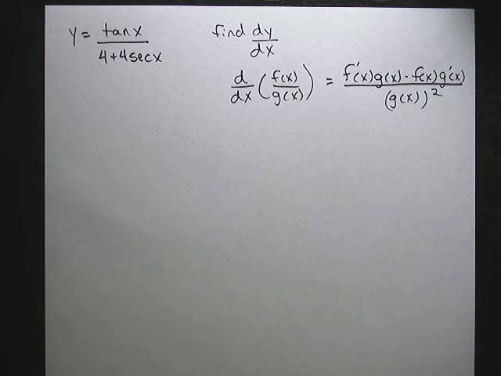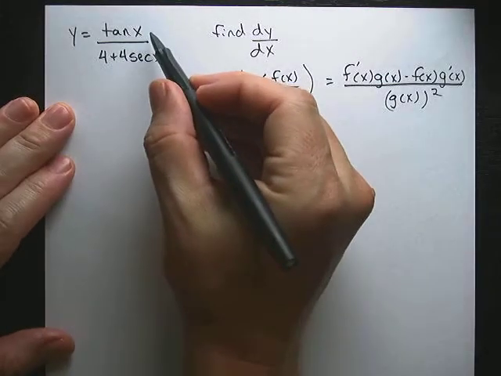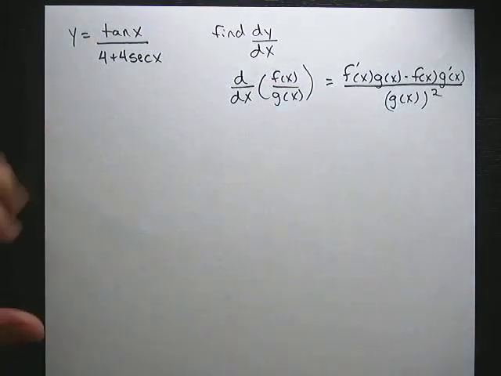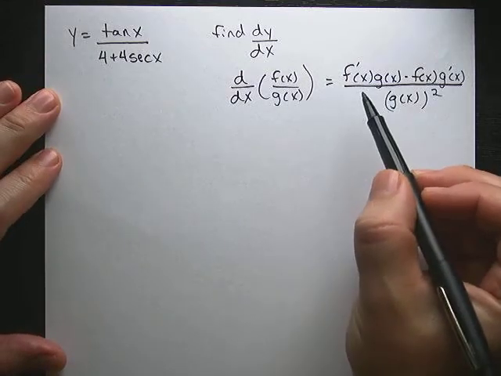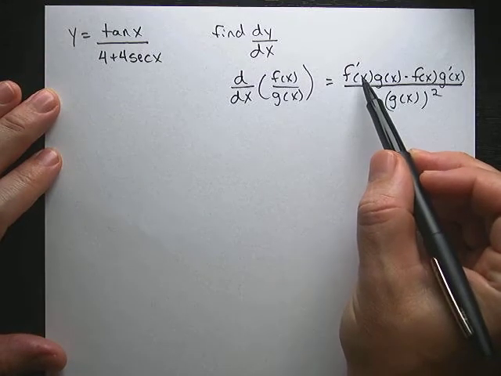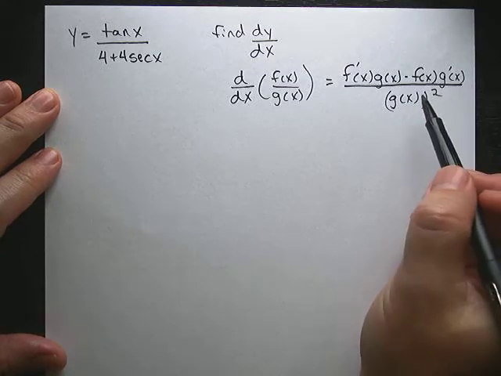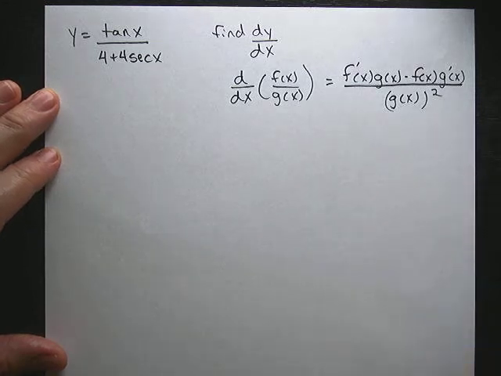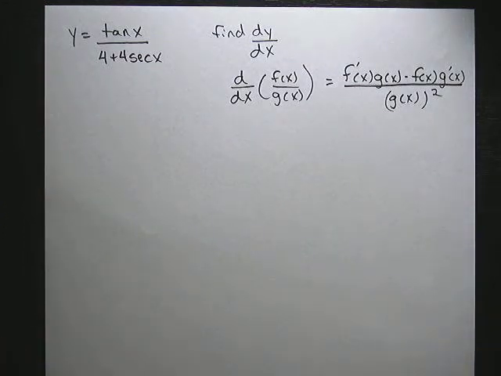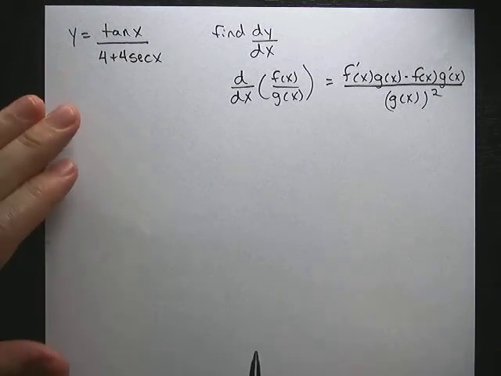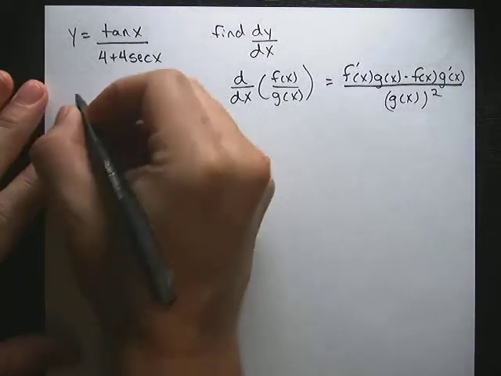In this problem, we have the function y equals tangent x divided by 4 plus 4 secant x. We're asked to find dy/dx, which is the derivative. Since this is a quotient, meaning we have a function on top and a function on bottom, numerator and denominator, this is the formula to find the derivative: derivative of the top function times the bottom, minus the top function times the derivative of the bottom, divided by the bottom squared.